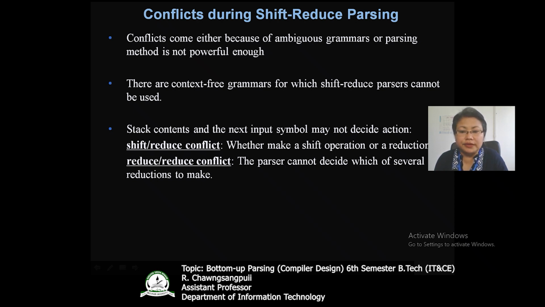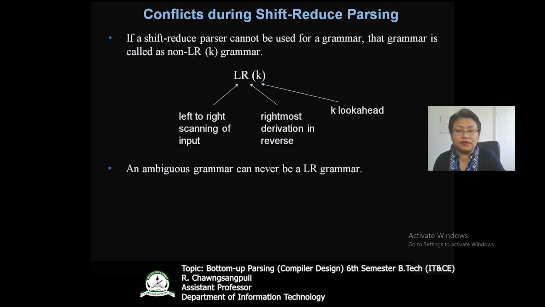And we can have what is called a reduce conflict as well. If it is a shift-reduce conflict, the question is whether we're going to make a shift operation or a reduction operation. Now, when it becomes a reduce conflict, the parser cannot decide which of the several reductions to make. So it becomes a reduce conflict.